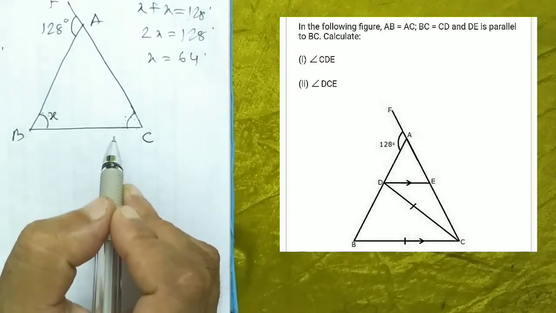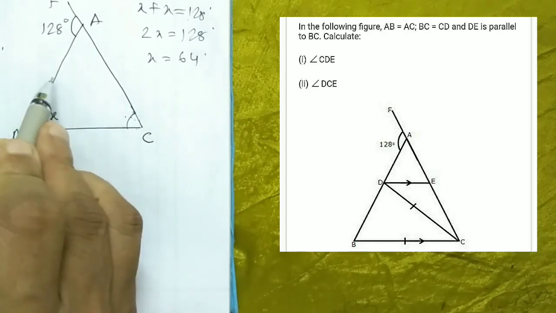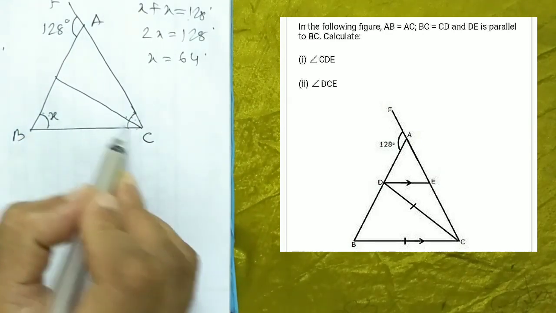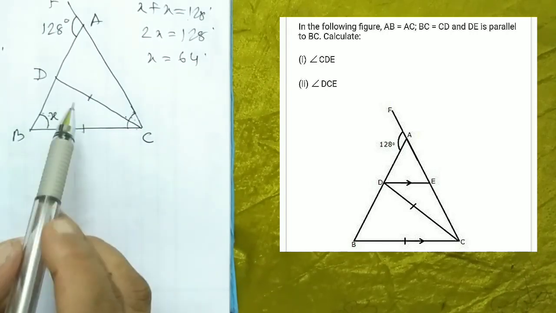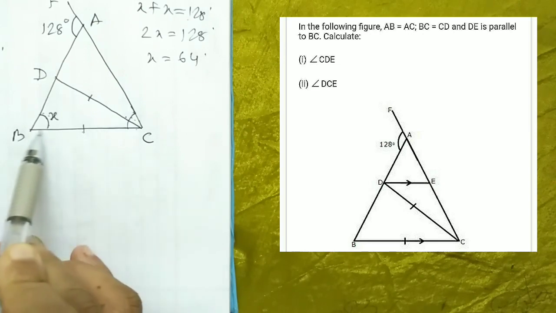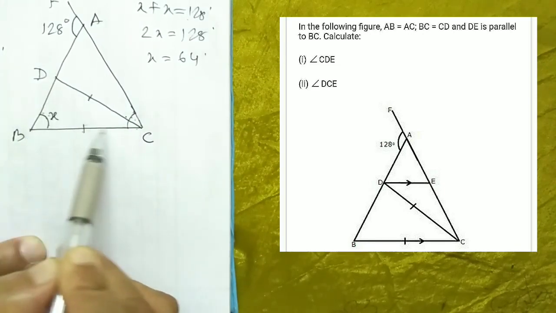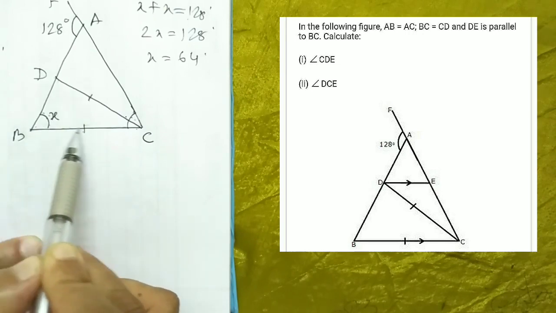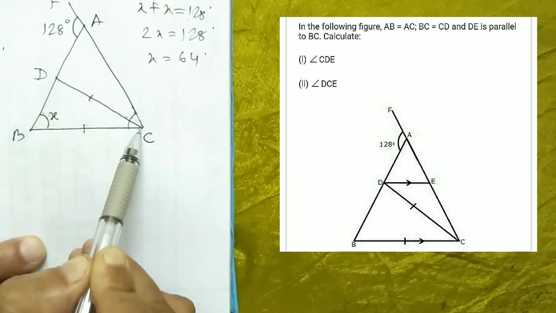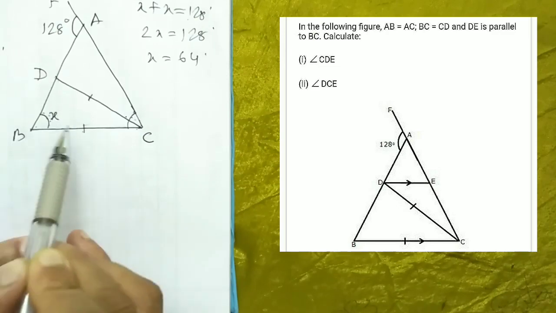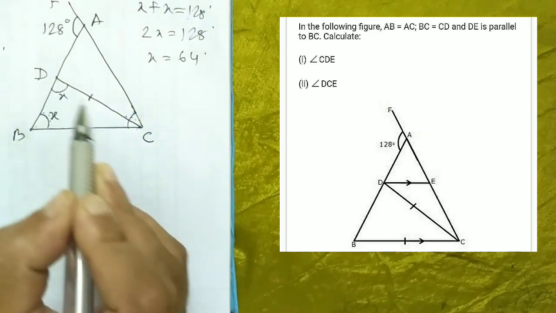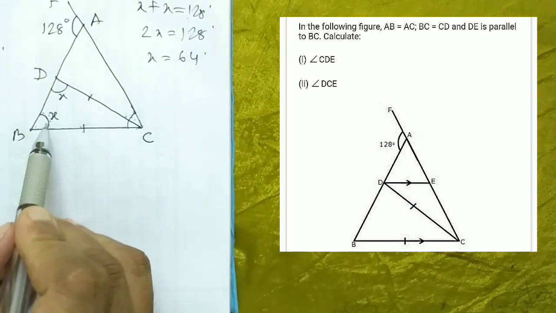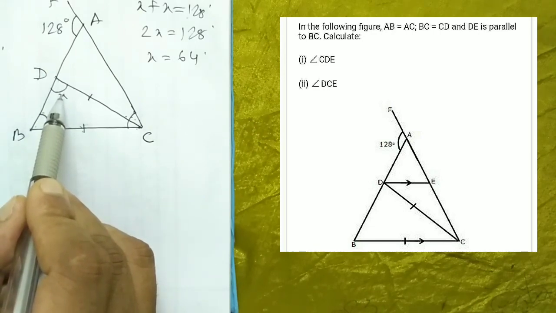Now let's see what you have to find. BC equal to CD is also given. Here is another line CD, and these two sides are also equal. Now think about this triangle BCD. You will find that this side and this side are equal. That means their opposite angles are also equal. So if this is X, this is also X, and X we know is 64 degrees. So if this is 64, this is also 64.